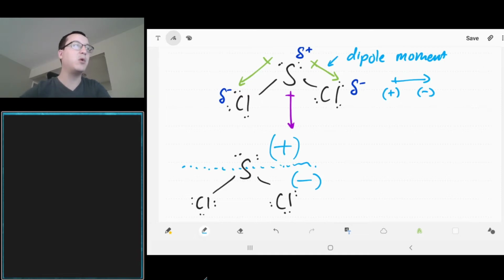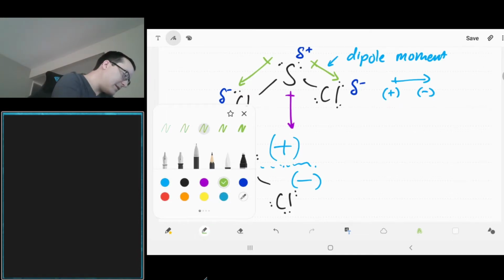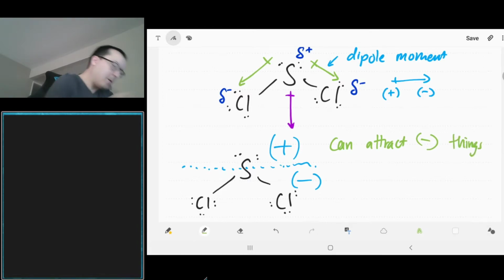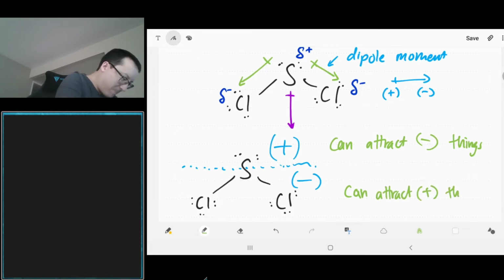Something that has poles obviously has opposites. Our planet has a north pole and a south pole. Those are magnetic poles. Here we have electrical poles, so we have a positive half and a negative half. And so we're going to see that the plus half of this molecule can attract things that are negative, and this part can attract positive things.